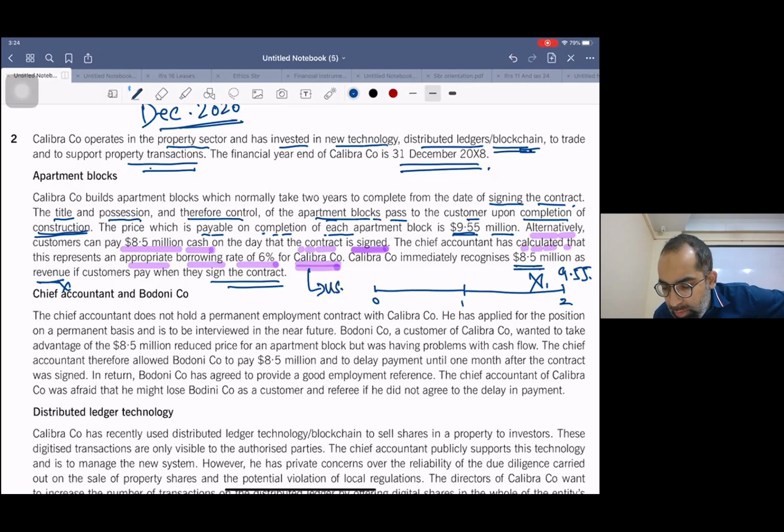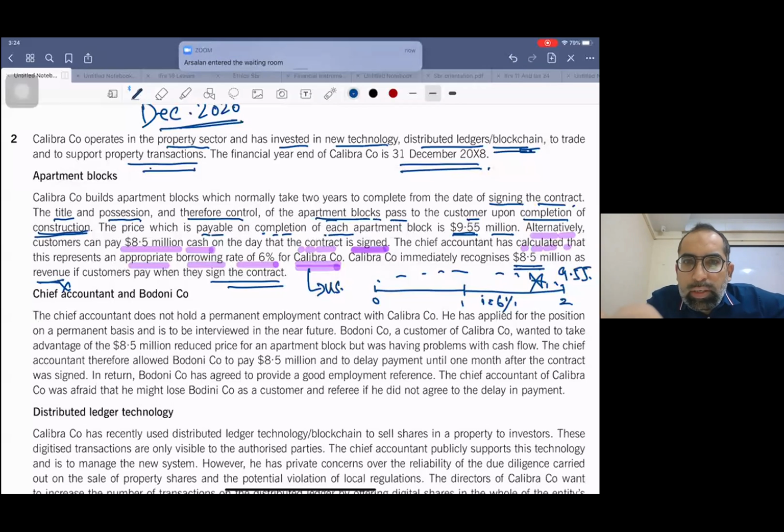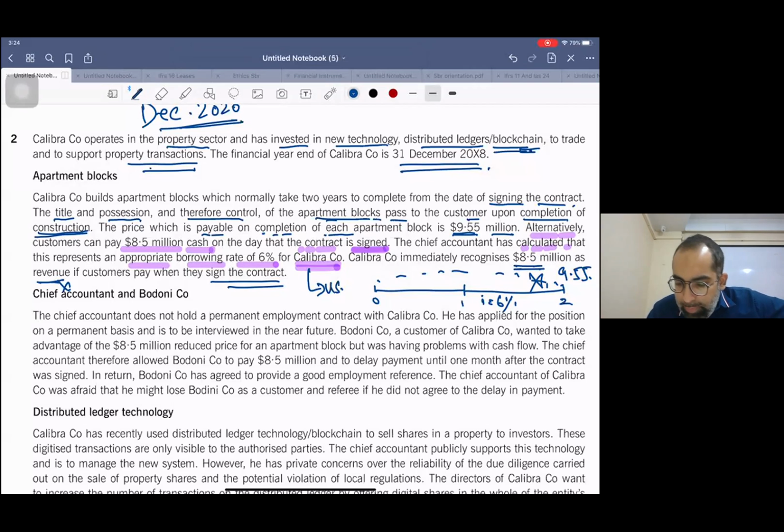Can you calculate the present value of this 9.55 using an interest rate of 6%? Can anybody do this, or I must say all of you, please do this. Calculate the present value of 9.55 million for 2 years using an interest rate of 6%. If you do it, dear students, it will be almost exact, comes to 8.5 million.